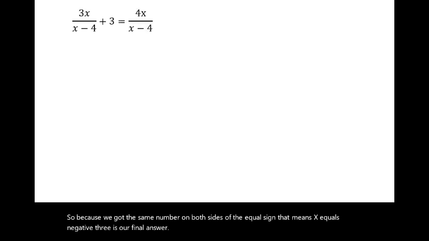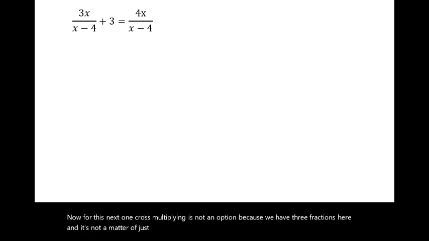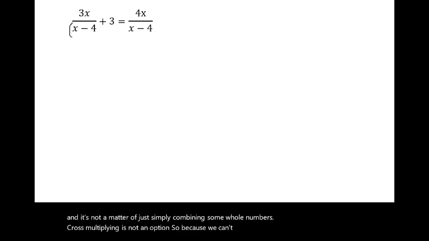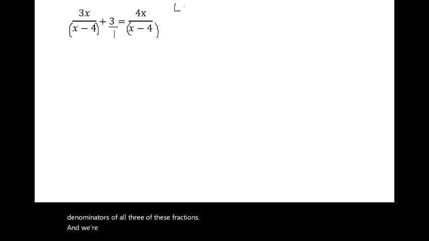Now for this next one, cross multiplying is not an option because we have 3 fractions here, and it's not a matter of just simply combining some whole numbers. Cross multiplying is not an option. So because we can't cross multiply, we do have to look at the denominators of all 3 of these fractions. And we're going to find the lowest common denominator between all 3 of them.